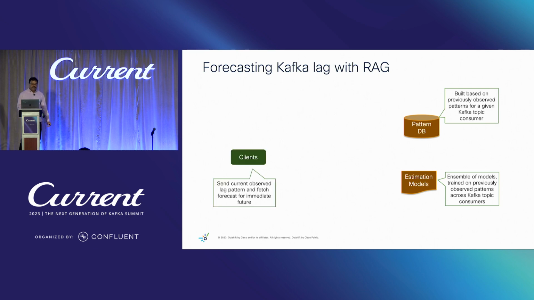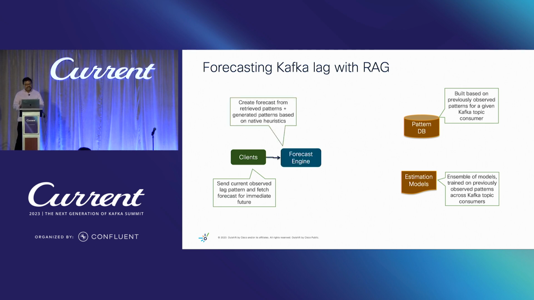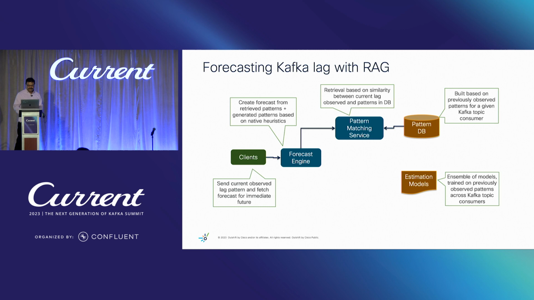So what happens during prediction is you got the client. So in this case, a client could be somebody who's looking at Kafka lag. This is going to take the observed lag pattern as it happens. Like I'm going to be observing every 5 seconds or so. And then it is collecting the last X observed values. And it is going to keep sending these observed values to the system and keep collecting the predictions or forecasts. So there is a forecast engine in the middle to which this client sends. And this forecast engine uses both the pattern database and the estimation model.